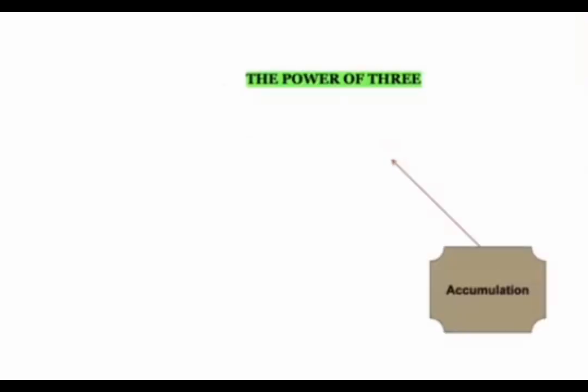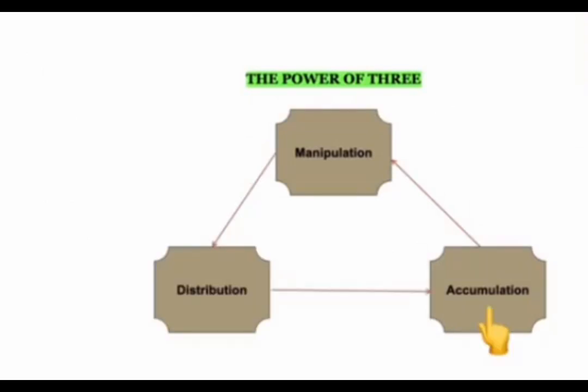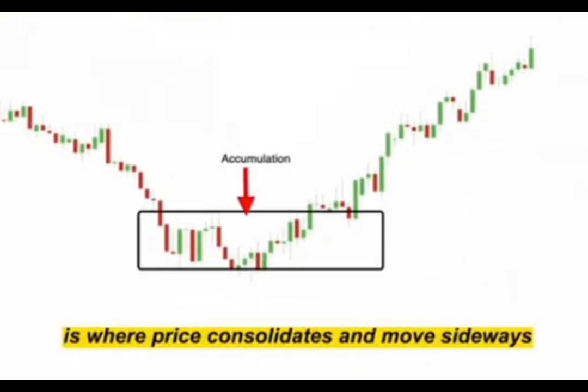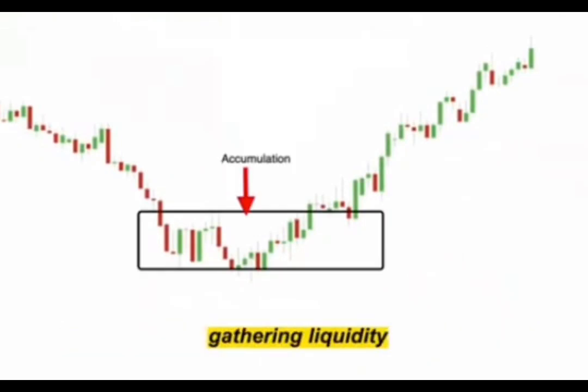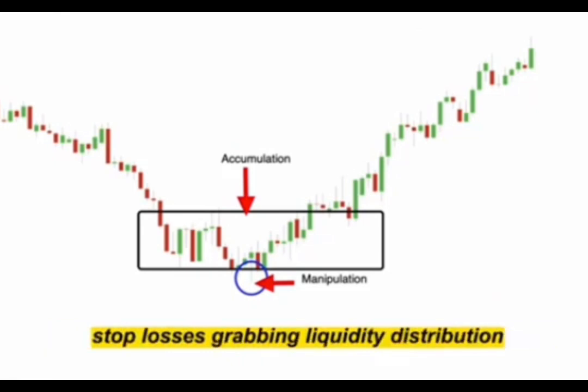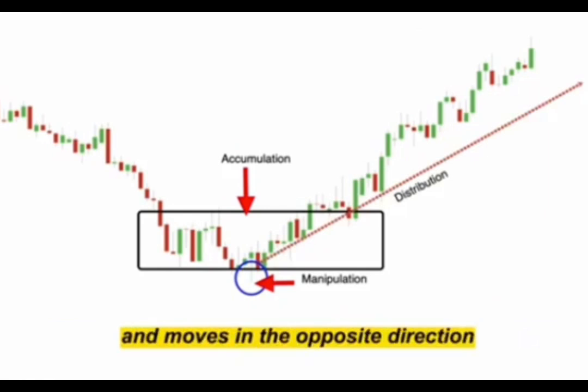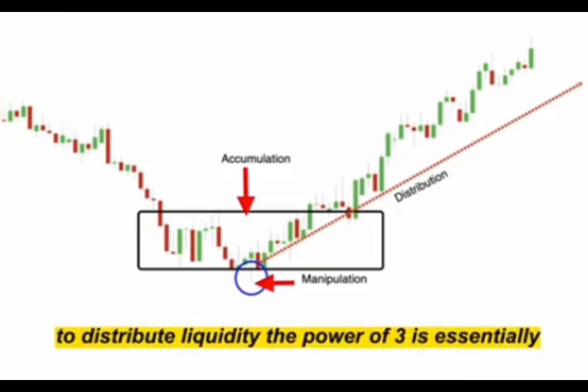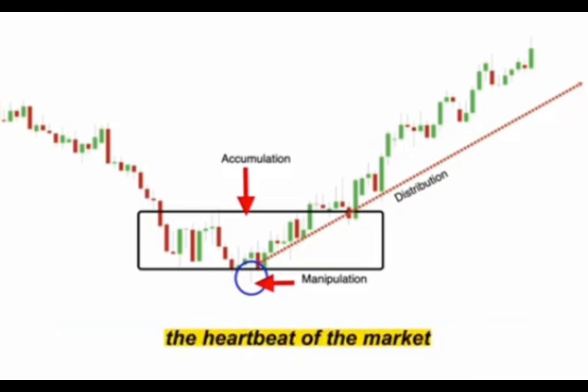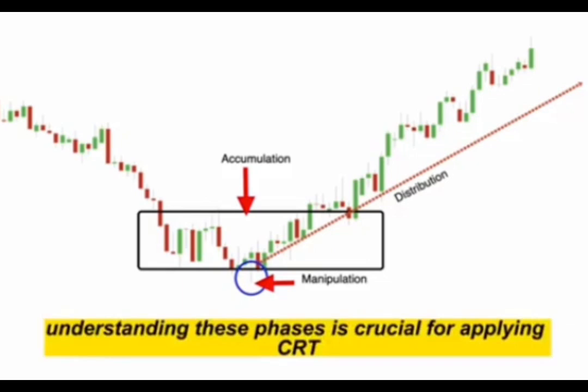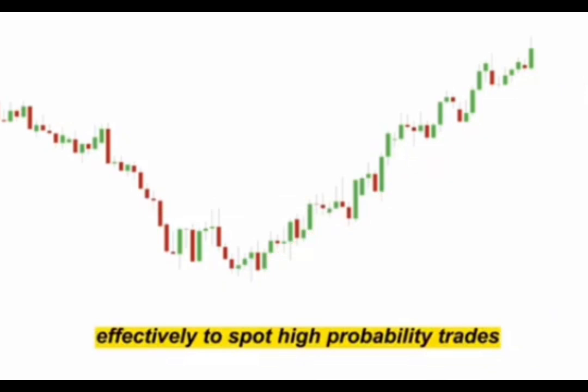In markets, price moves through three main phases: accumulation, manipulation, and distribution, or what we call the power of three. These phases represent the cycle the market constantly moves through. Accumulation, this phase is where price consolidates and moves sideways, gathering liquidity. Manipulation, here, the market pushes price beyond key levels to trigger stop losses, grabbing liquidity. Distribution, after manipulation, price reverses and moves in the opposite direction to distribute liquidity. The power of three is essentially the heartbeat of the market. Understanding these phases is crucial for applying CRT effectively to spot high probability trades.